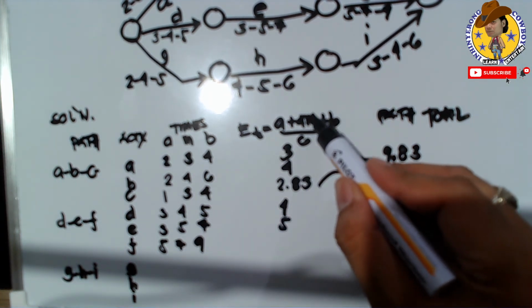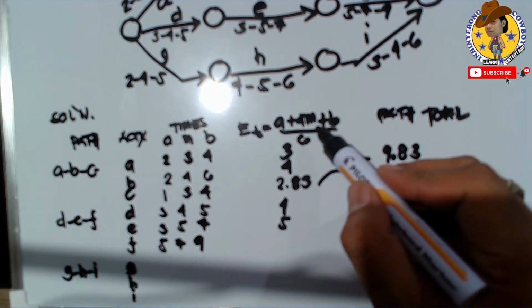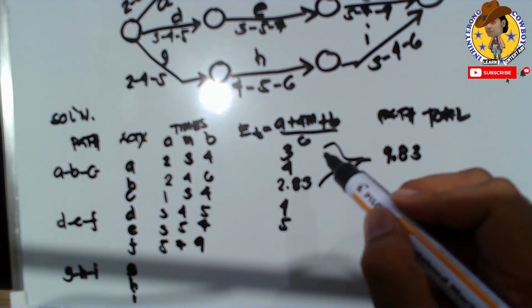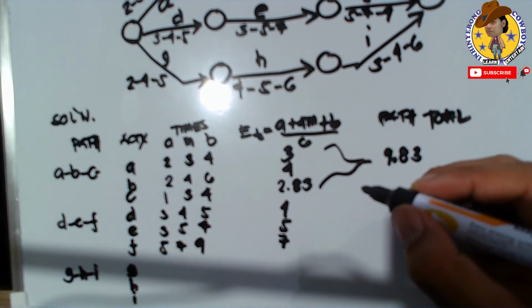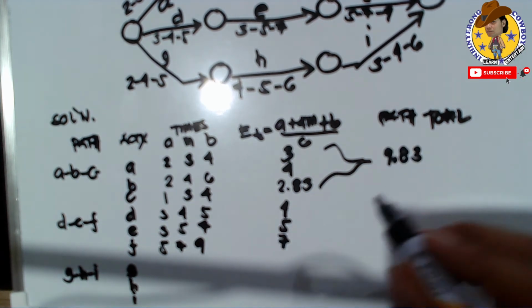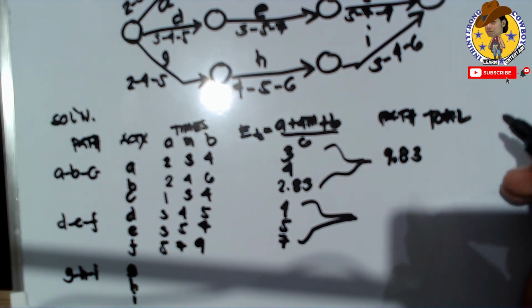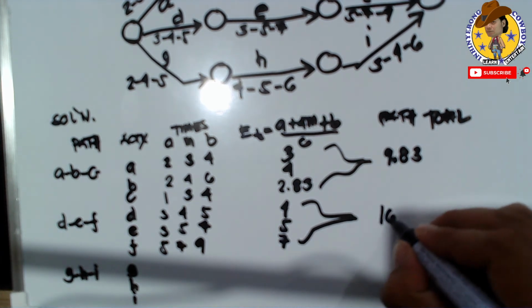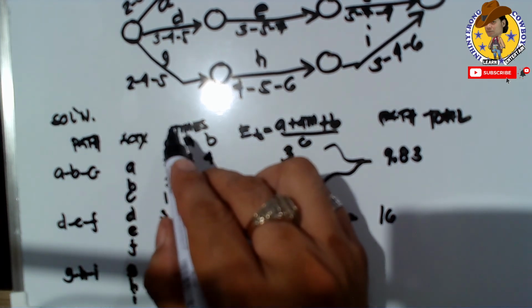Then 5, 7, and 9. So 7 is M. 4 times 7 is 28, plus 5 is 33, plus 9 is 42, divided by 6 is 7. So we have 4, 5, and 7. So the total path for this one is 16.